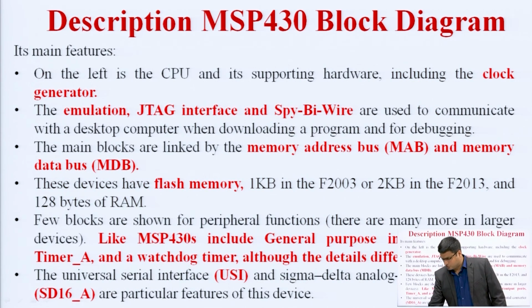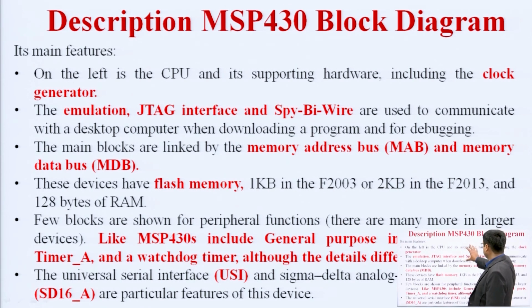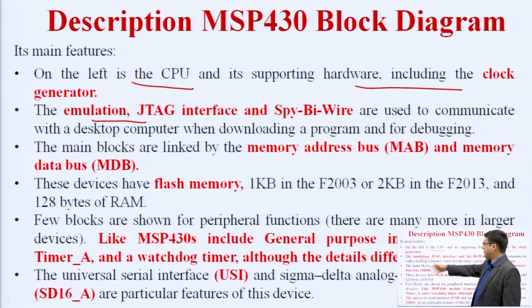Okay, so in the description, we have seen many things here. On the left is the CPU. We have seen that the CPU carries out the necessary operations, and there is an emulator circuit. What is the meaning of emulation? We can see that there is an emulator, and to debug the circuit we need an emulator device.